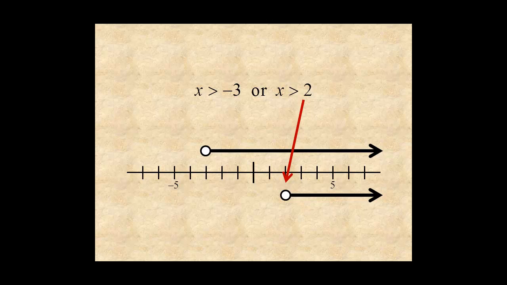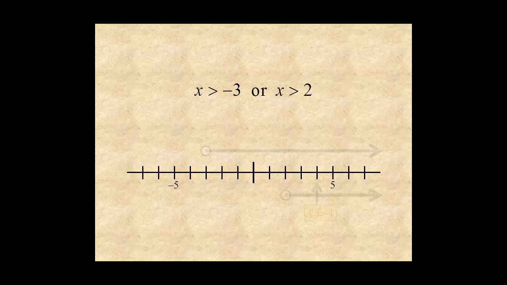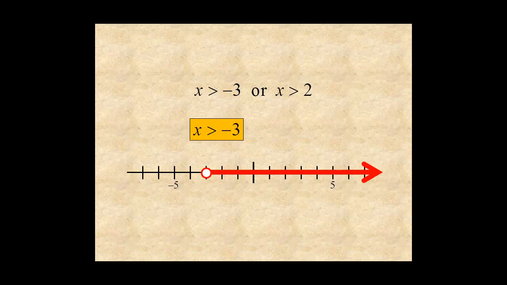A number like negative 6 doesn't make either statement true. A number like negative 1 makes the first statement true. And a number like 4 makes both statements true. So the real solution is x greater than negative 3. Since any number greater than negative 3 makes at least one of the statements true.